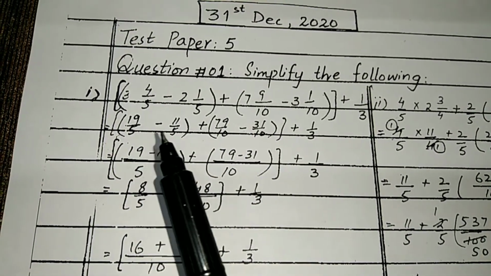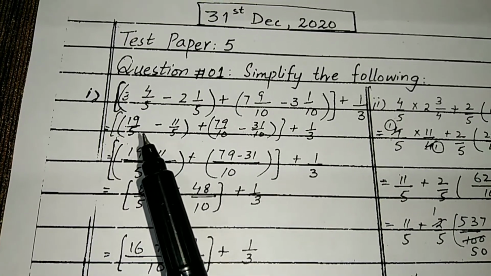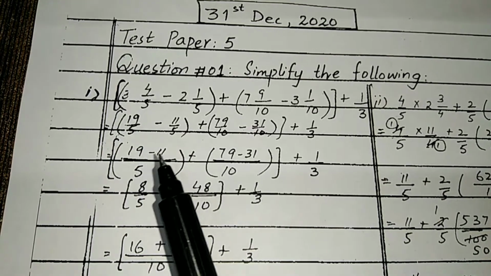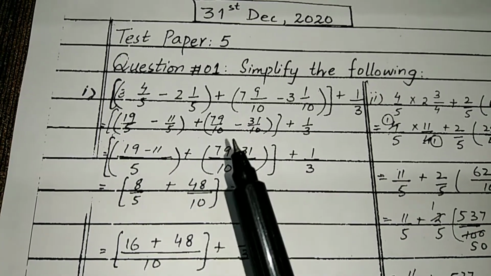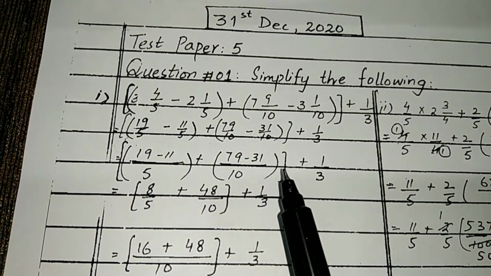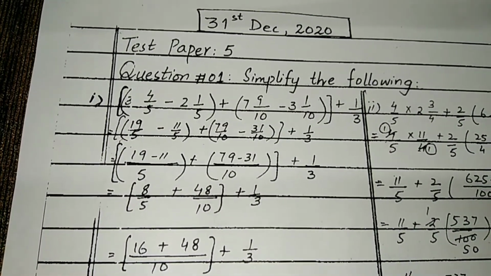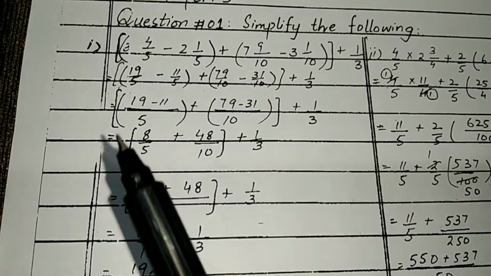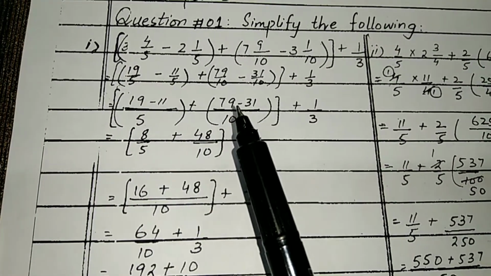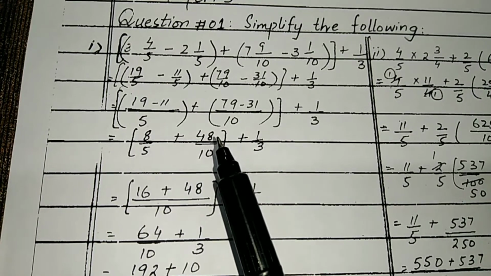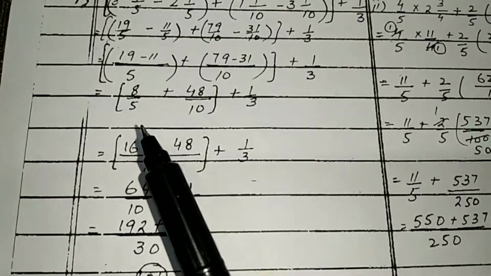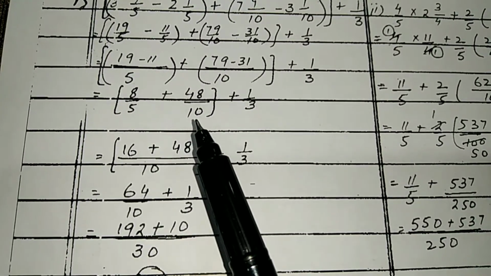So firstly we have to take the LCM, and their denominators are the same, so their LCM will be 5 and the numerators can be written as it is: 19 minus 11. Plus their denominators are also the same, 10: 79 minus 31, and the remaining terms are as it is. Now 19 minus 11 we get 8 over 5 plus 79 minus 31 we will get 48 over 10 plus 1 over 3. Now we have to take the LCM of 5 and 10, that is 10.